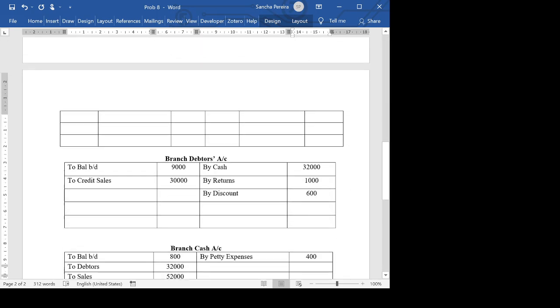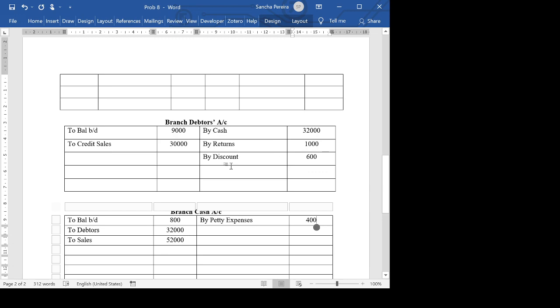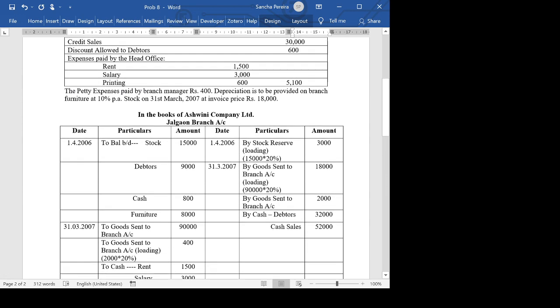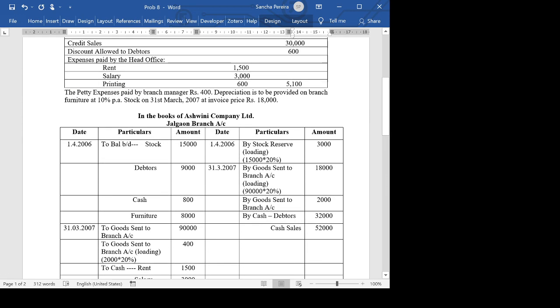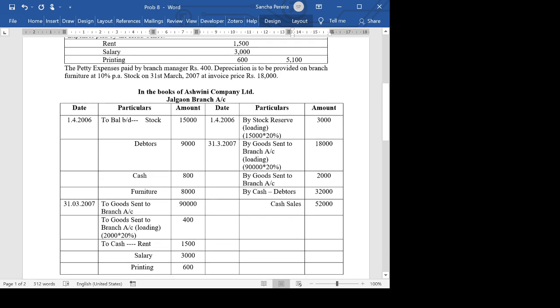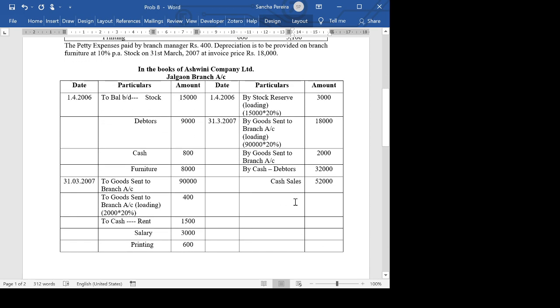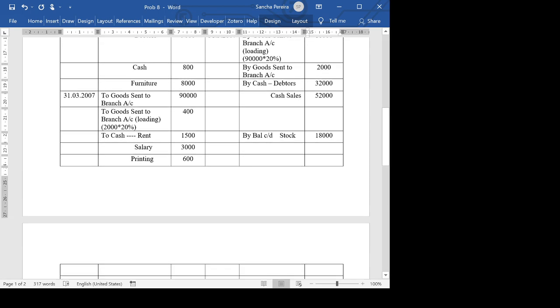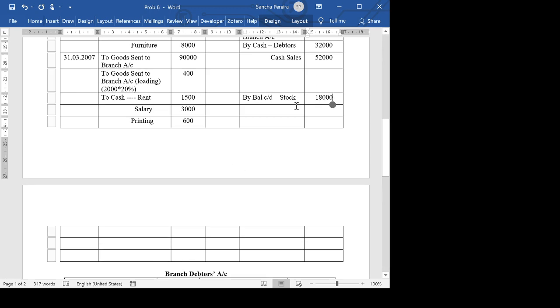Okay. I hope everyone's understood this. And then they've told us depreciation is to be provided on branch furniture at 10% per annum. So that's the closing balance. To show the closing balance, I will leave one line in case we have a balancing figure this way. By balance carried down, we already know the stock. The stock is told as 18,000. I'll leave a line for debtors and cash, which is going to come.